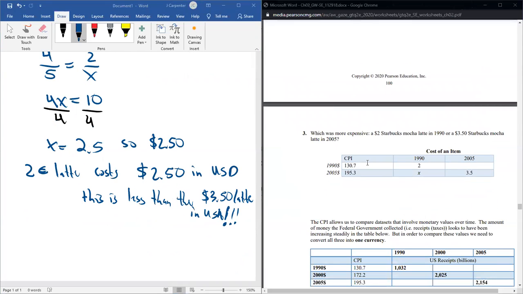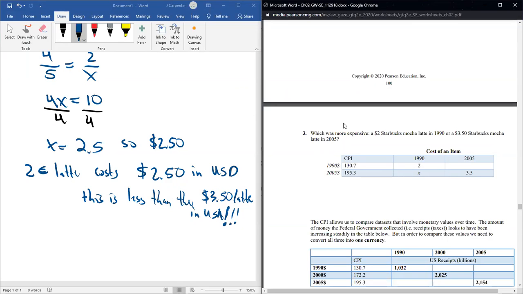So, same idea with number 3, and they're even going to keep the same base values of 2 and $3.50, but they're no longer euros and dollars. They're saying we had a $2 Starbucks mocha latte in 1990, or a $3.50 Starbucks mocha latte from 2005. So now instead of comparing a latte from Europe versus America, we're comparing lattes in America one year versus another, and seeing when it was cheaper to be buying these lattes when you consider all the different things in the world that you'd be buying, which is what CPI accounts for.